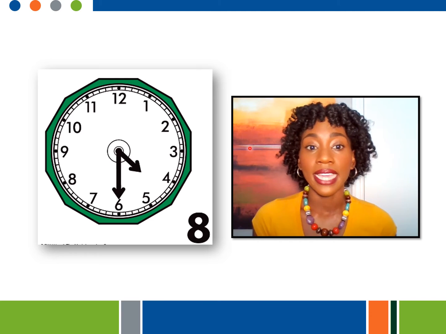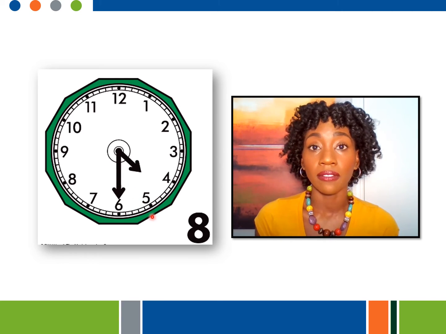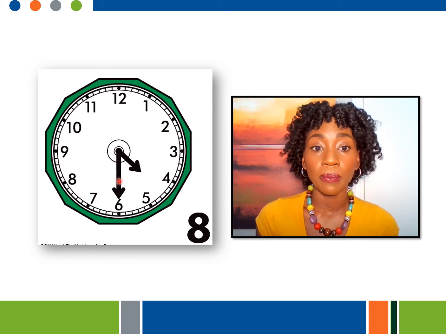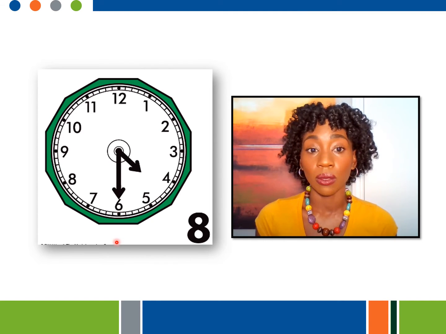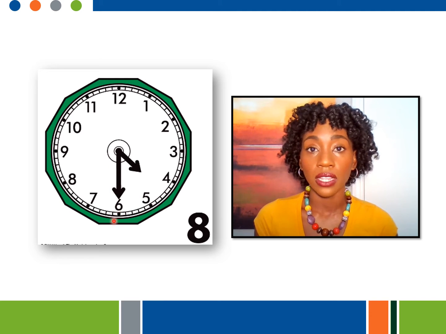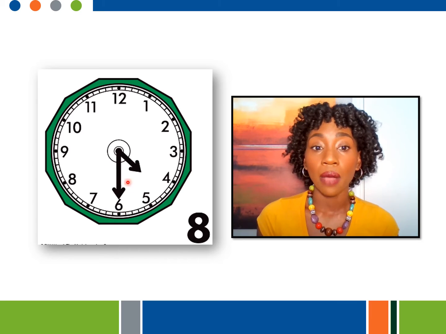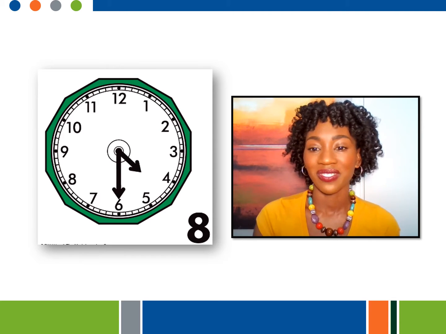So we see that the hour hand is in between the 4 and the 5. So that's the 4 o'clock hour. And we see that the minute hand is on the 6, which means 30, right? So we know that it is 4:30, or we could say half past 4 because our hour hand is halfway through the 4 o'clock hour.